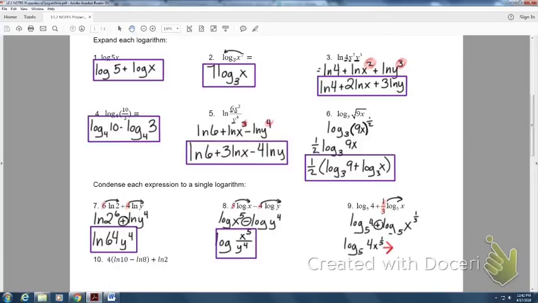You could also write this, you do not have to, but this could also be log base 5 of 4 times the cube root, because remember, raising something to the power of 1/2 is the same as square rooting. Raising something to the power of 1/3 is the same as cube rooting. You would not be counted wrong if you wrote it the first way.